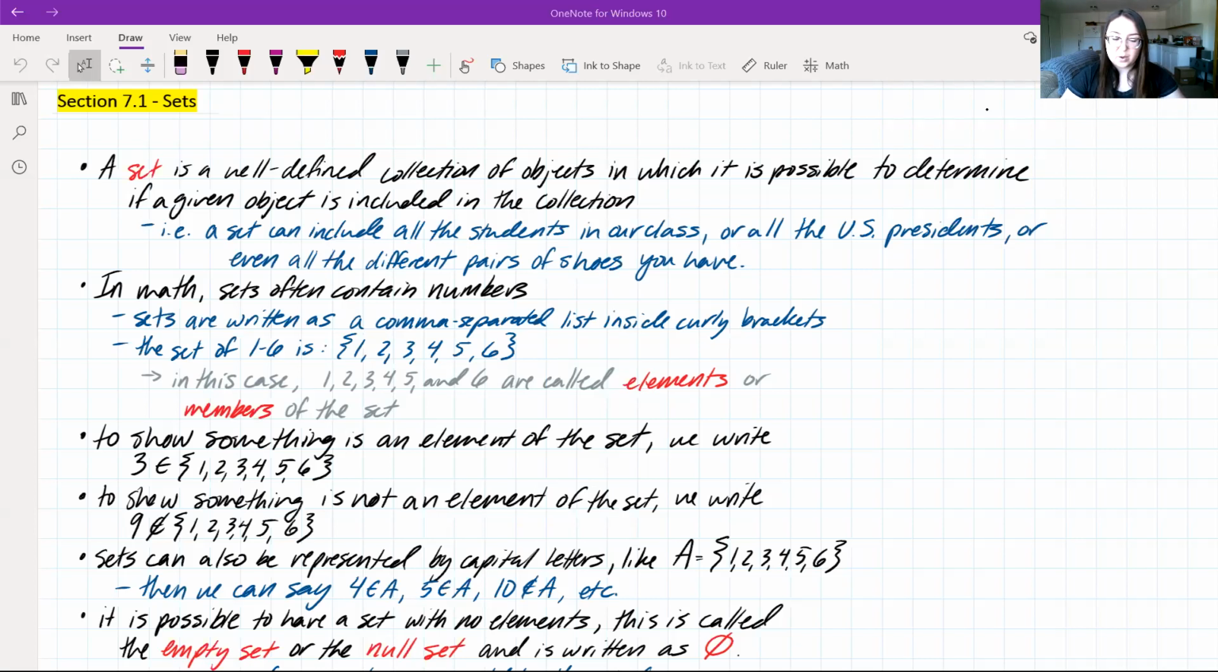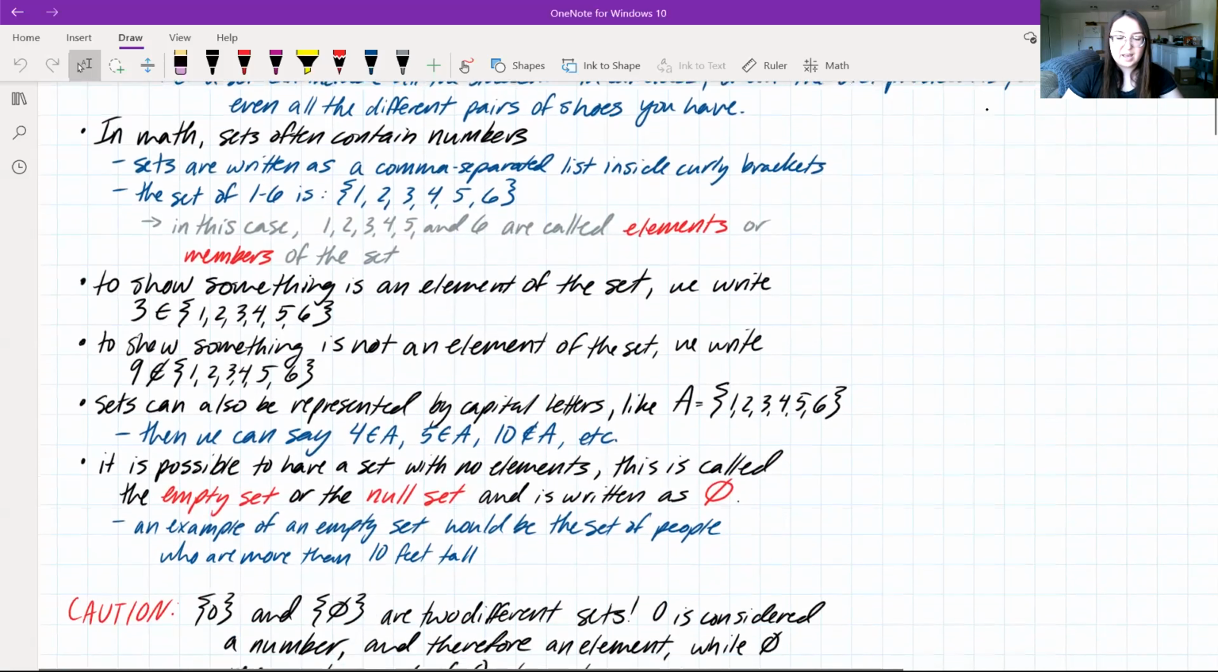In this case, 1, 2, 3, 4, 5, and 6 are called elements or members of the set. I'll normally call them elements, but you can call them either, whichever you'd like. So 1 is an element, 2 is an element, 3 is an element, 4 is an element, 5 is an element, and 6 is an element. An element is basically just one number or one factor in your set.